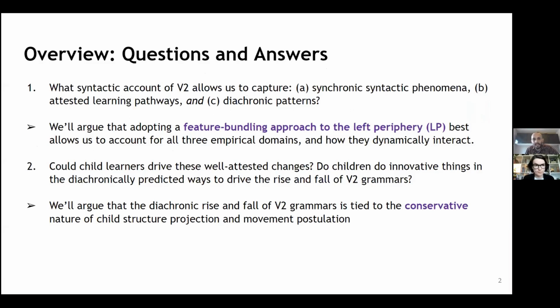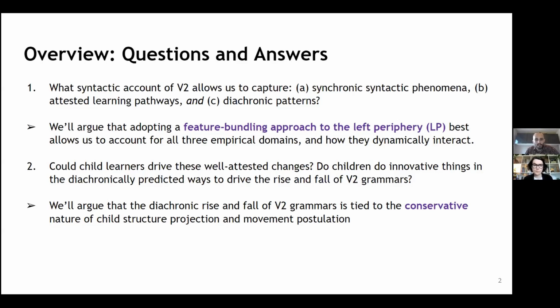So these are our research questions. What syntactic account of verb-second allows us to capture synchronic syntactic patterns, attested learning pathways, and diachronic patterns? We will argue that adopting a feature bundling approach to the left periphery best allows us to account for all three of these domains. Secondly, we ask the question: could child learners drive these well-attested changes? In other words, do children do the kind of innovative things, in the predicted ways, to drive diachronically the rise and fall of verb-second grammars?